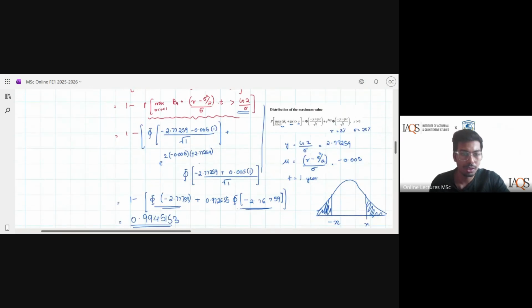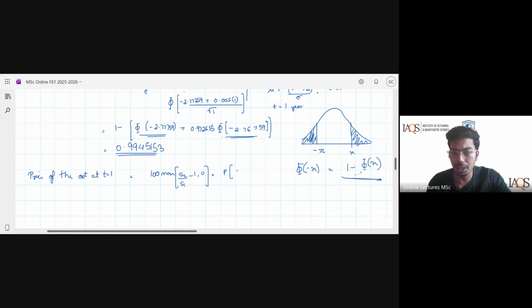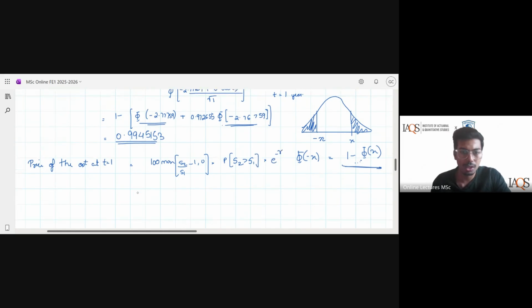So therefore, the price of the option at time 1 is equal to, I know the payoff, max of S2 by S1 minus 1 comma 0, into the probability. I know the probability is S2 greater than S1, because I need to take the probability of 1 to 2, into the PV factor, one time step.